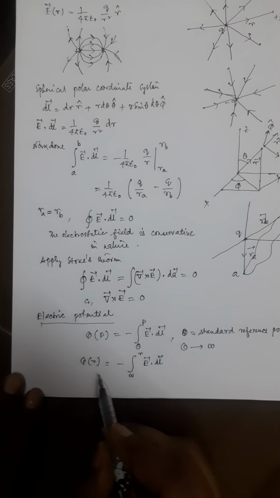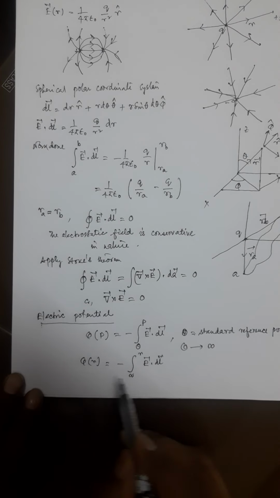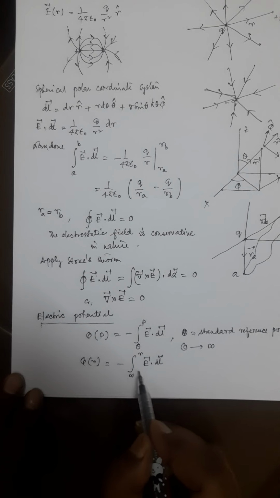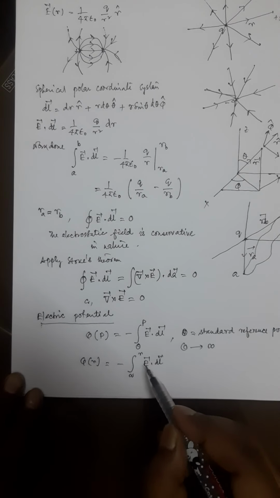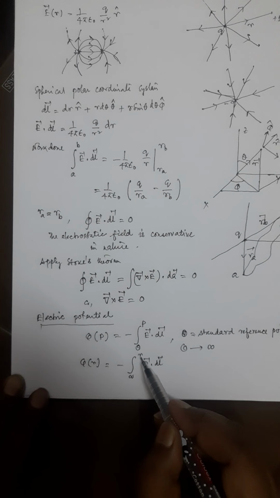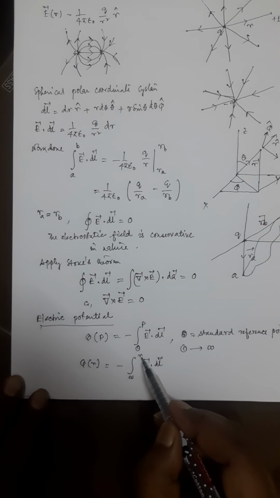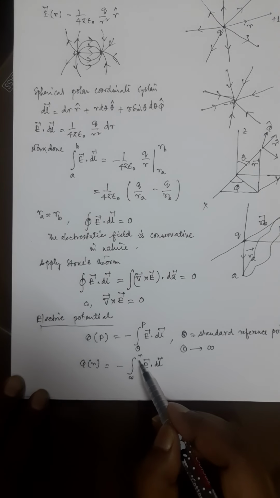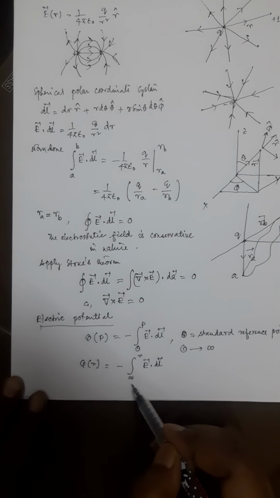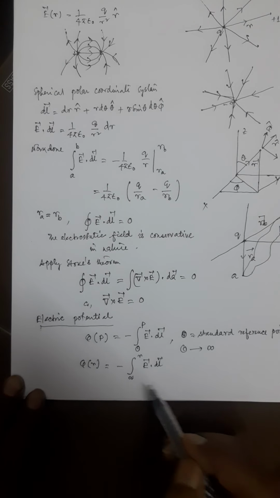So you see, the electric potential can also be defined as the work done in moving the unit positive charge from the particular point, the point concerned, where we have to determine the electric potential, to the point at infinity.